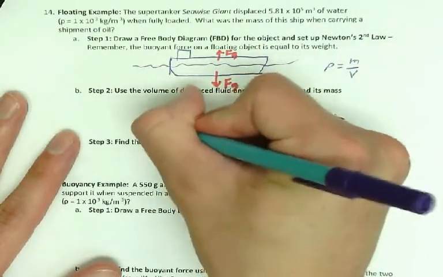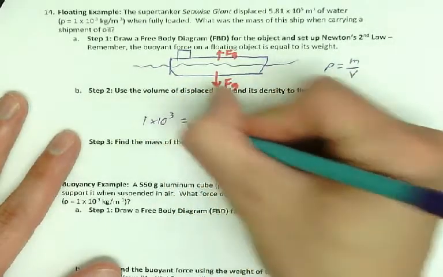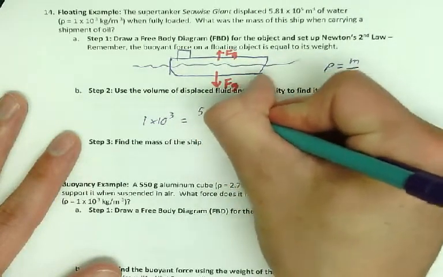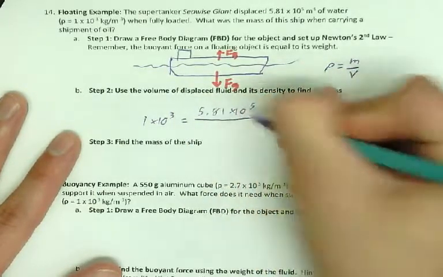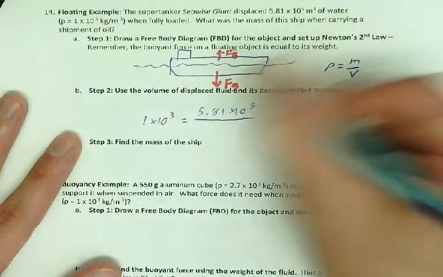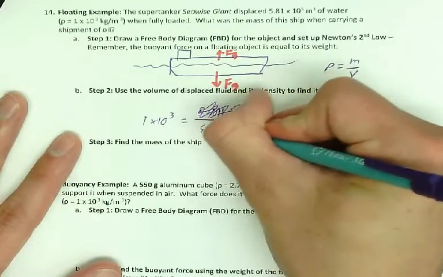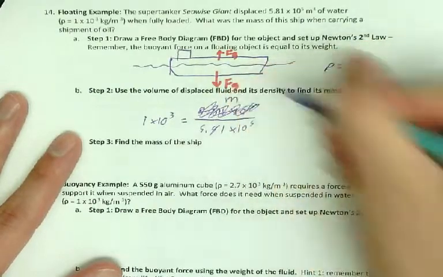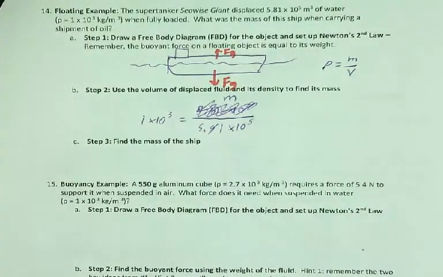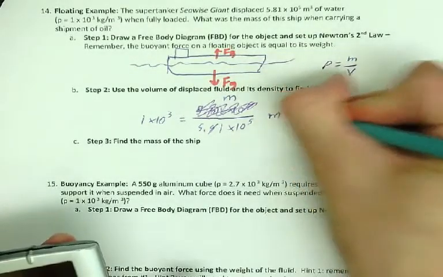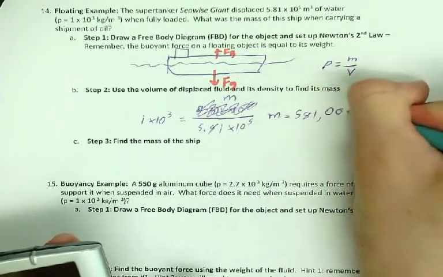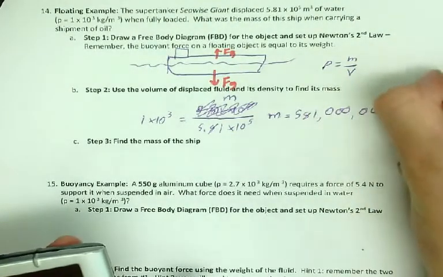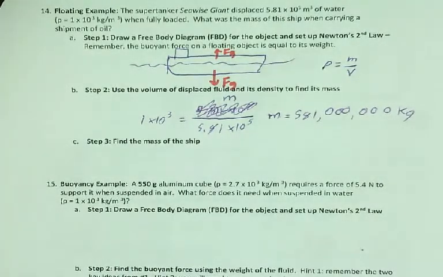So density, 1 times 10 to the 3, which is just 1,000 if you'd rather do that, equals mass. This is the mass of the water, 5.81 times 10 to the 5th, over the volume. Wait, oh no, I gave you volume, didn't I? My bad. I put this in the wrong spot. Over mass. So, we multiply the volume to both sides. So 5.81 times 10 to the 5th times 1,000 gives me a mass of 581,000. Sorry, 581 million. My bad. Ran out of zeros. Yeah, it's a lot.